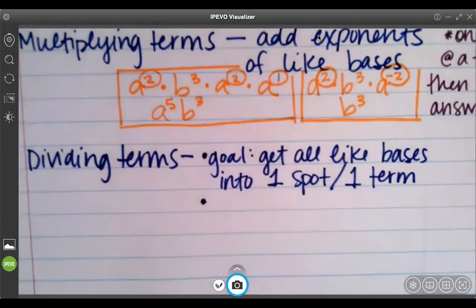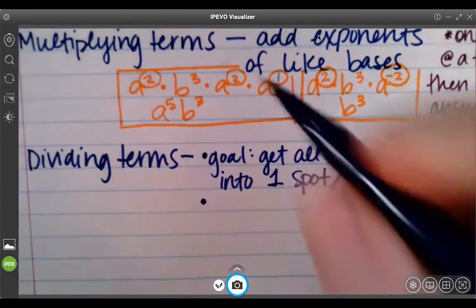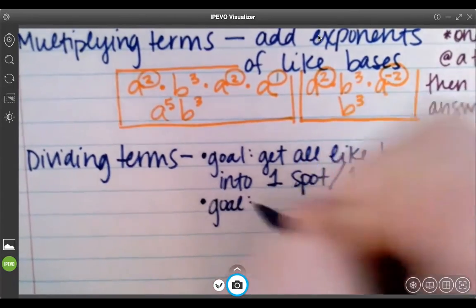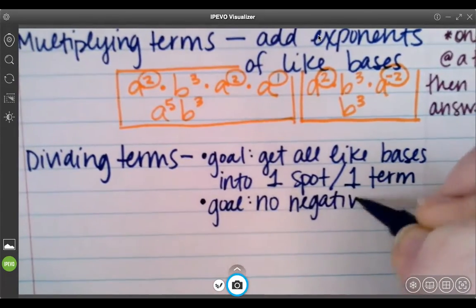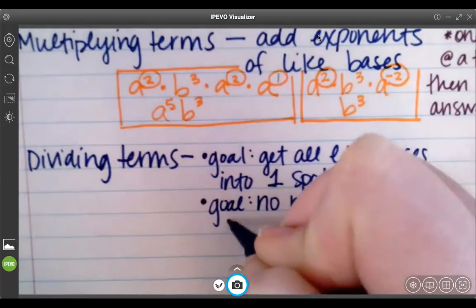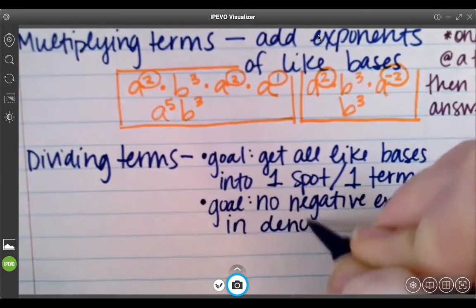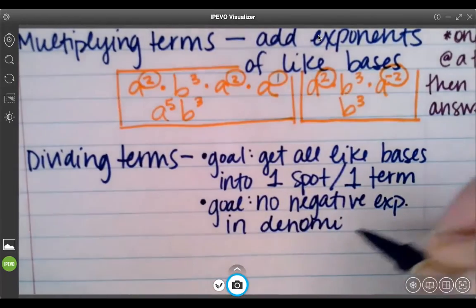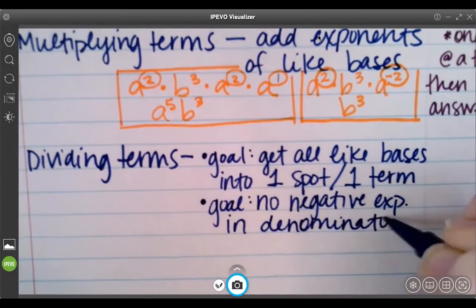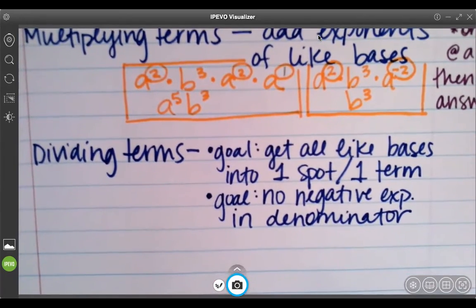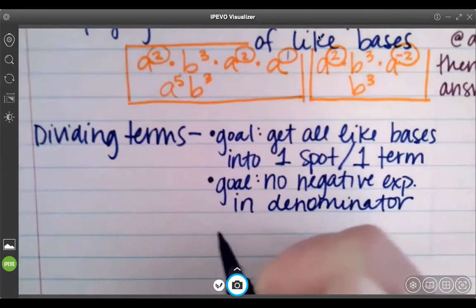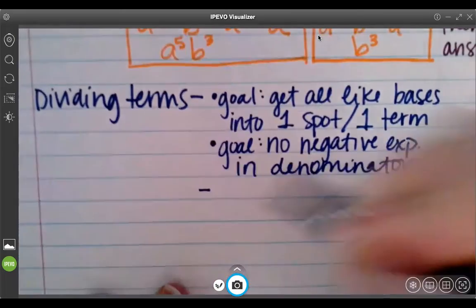Another goal is not to have any negative exponents in the bottom of the fraction. So another goal for simplifying, no negative exponents in denominator. If you'd rather put in the bottom of the fraction, that's fine too. So that's what you do, or what you're trying to do. How you do it is you're going to subtract the exponents.